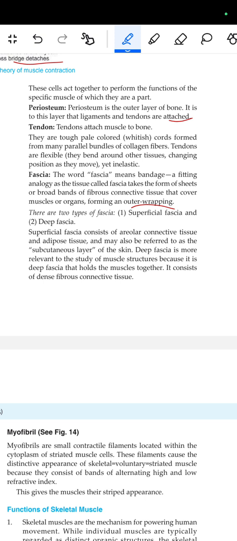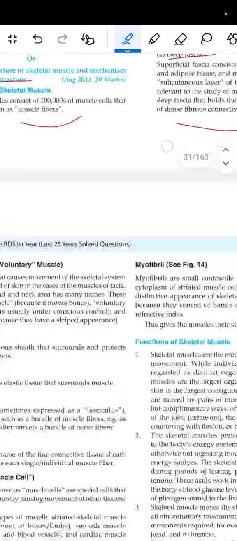There are two types of the fascia, superficial fascia and deep fascia. Superficial fascia consists of the areolar connective tissue and the adipose tissue and may also be referred to as the subcutaneous layer of the skin. Deep fascia is more relevant to the study of the muscle structure because it is deep fascia that holds the muscle together. It consists of the dense fibrous connective tissue.